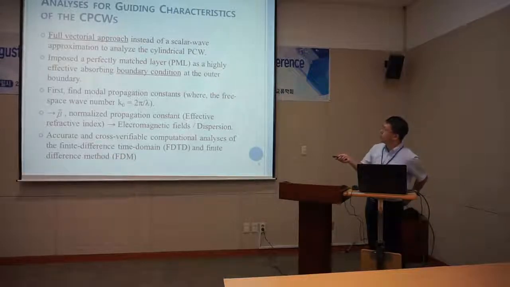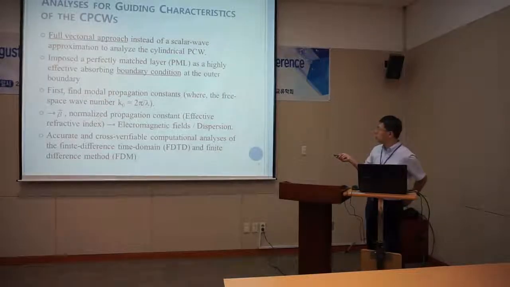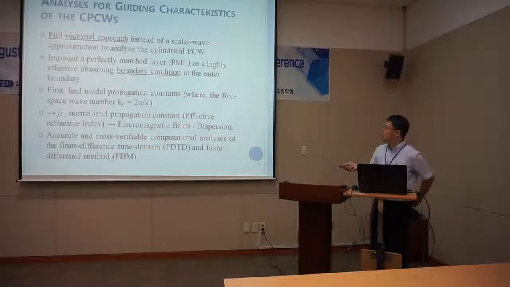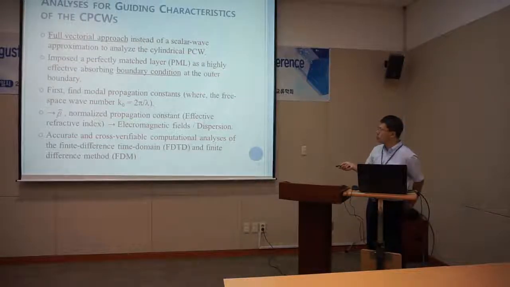By using this concept, first I'm going to find the modal propagation constants. Here, the space wave number k0 is 2 pi over lambda. Then we can get normalized propagation constant. This value is also called the effective refractive index. Then we can get electromagnetic field or effective area. For this research, I'm going to apply 2 methods, for accurate and cross-verified computation analysis: the finite difference time domain and the finite difference method.